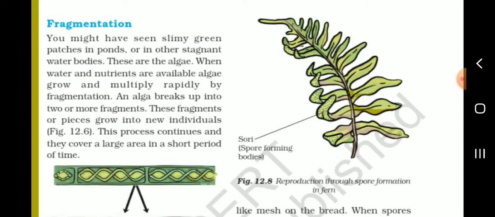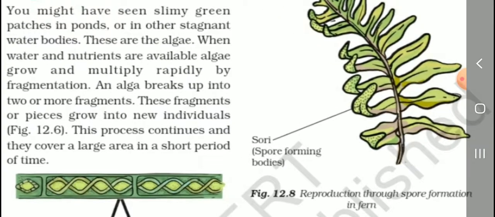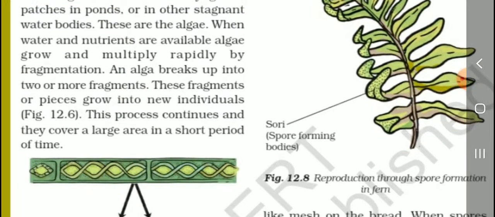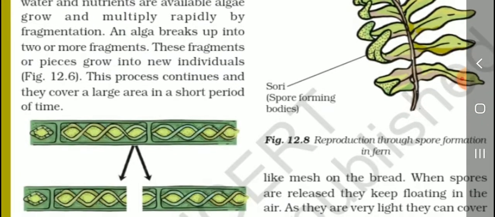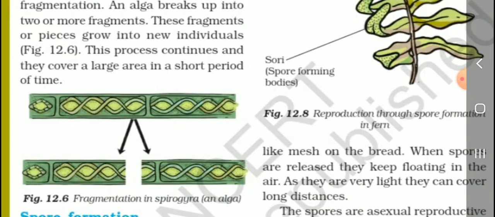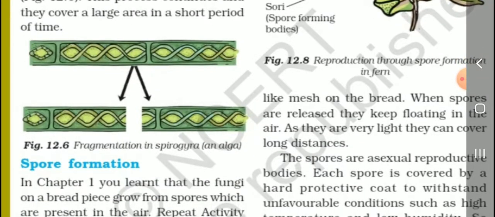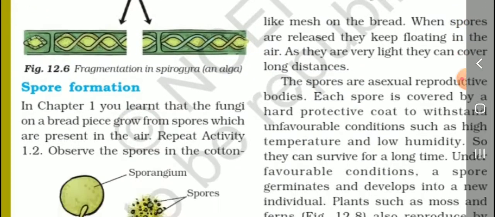What is fragmentation? In the still waters of water bodies, these are algae. Example, algae. When water and nutrients are available, algae grow and multiply rapidly by fragmentation. An alga breaks up into two or more fragments. These fragments or pieces grow into new individuals. This process continues and they cover a large area in a short period of time.